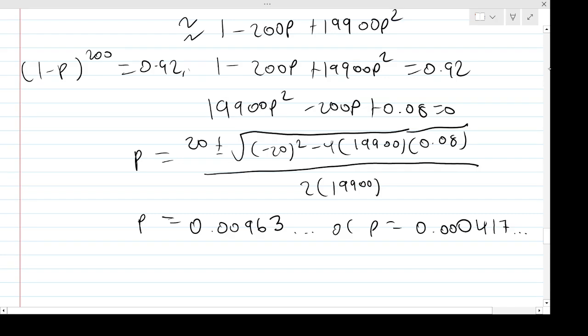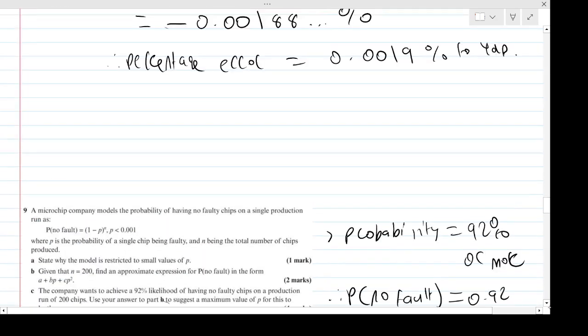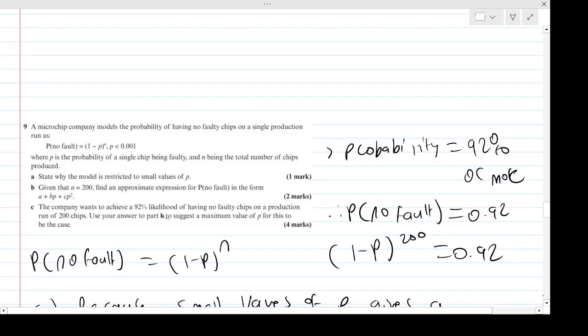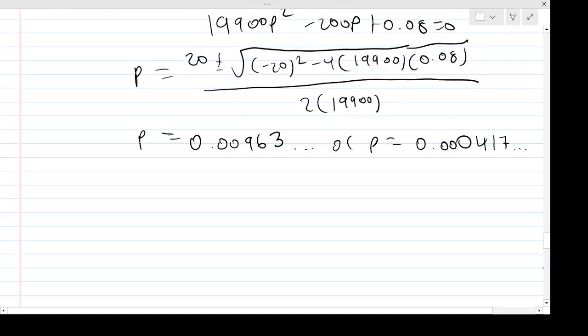Now, which one do we pick? Let's have a look at the question. What does it tell me about p? Here, it tells me that p has to be less than 0.001. So that means p is less than 0.001. Well, this is basically 0.009. That's going to be bigger than that, so we can't take this first solution. But this is 0.0004, and that is smaller than 0.001. So we take that one.